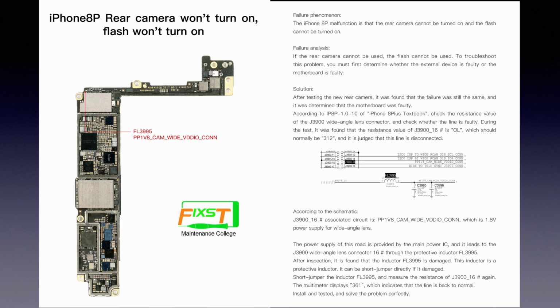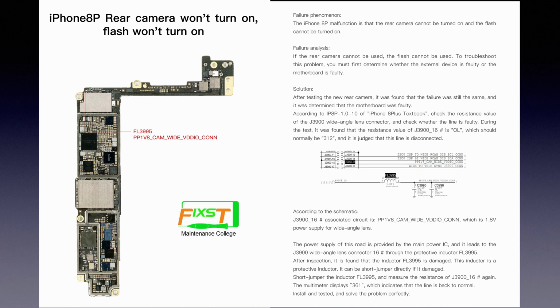So we need to look at the schematic. We found out the 16 pin circuit is PP1V8_CAMWIDE, which is the 1.8 voltage power supply for the wide angle lens. The power supply of this line is provided by the PMU, the main power IC. It links to the J3900 wide angle lens connector 16 pin through the positive inductor FL-V995. After our testing, we found out the inductor FL-V995 is damaged.